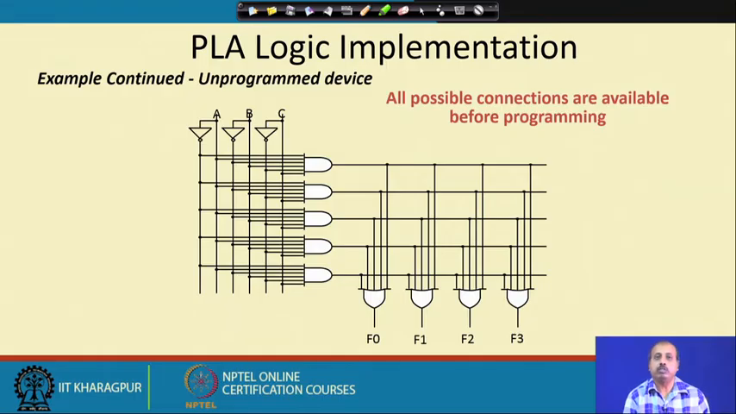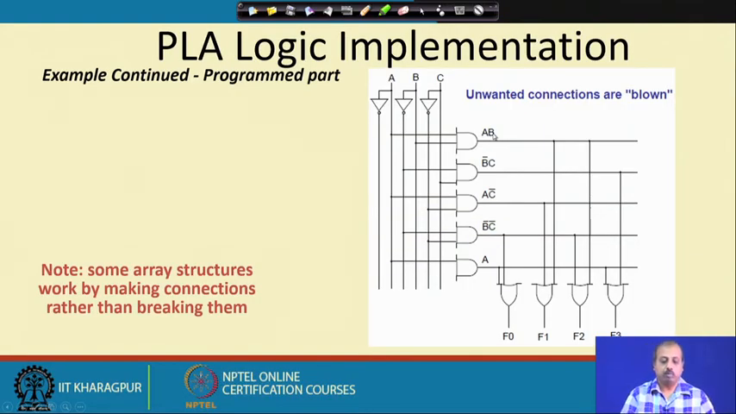Suppose this device is given to you where you have got this type of connections available, and I tell you to choose the connections that you need to retain for getting the functionality. So, you can very easily choose the line connections that should be there to realize the function. All possible connections are available before programming, and after that we do some programming and take out some of the connections. So, unwanted connections are blown. There are some switches and those switches can be blown out by applying appropriate voltages to those points, and accordingly I can get a customization of this structure.